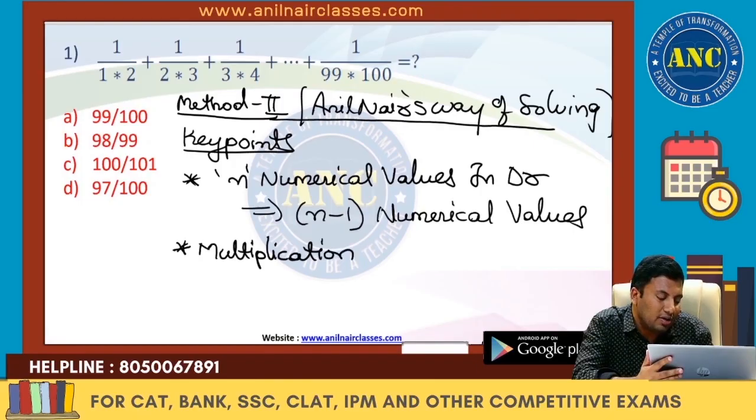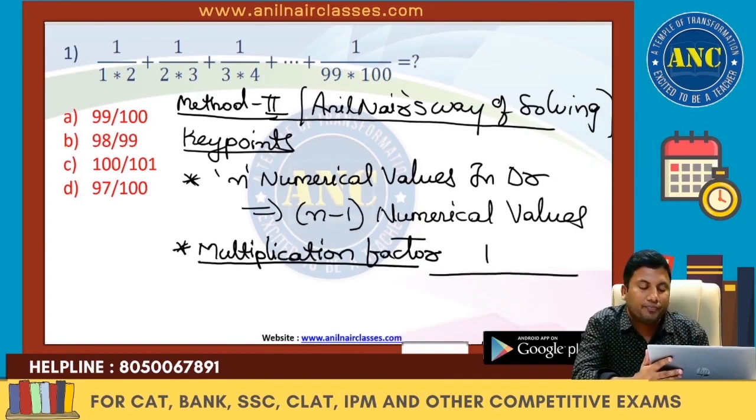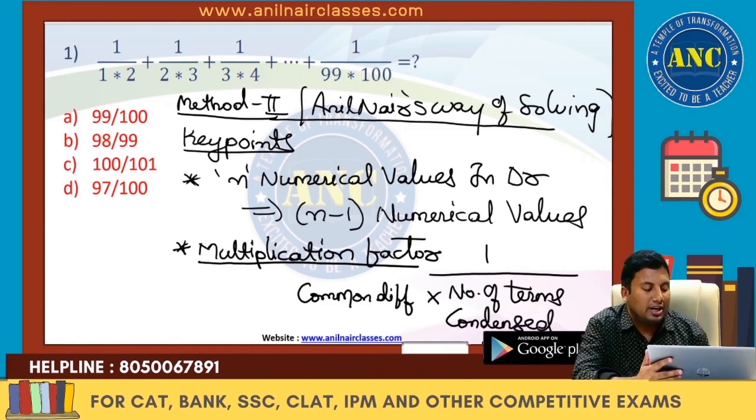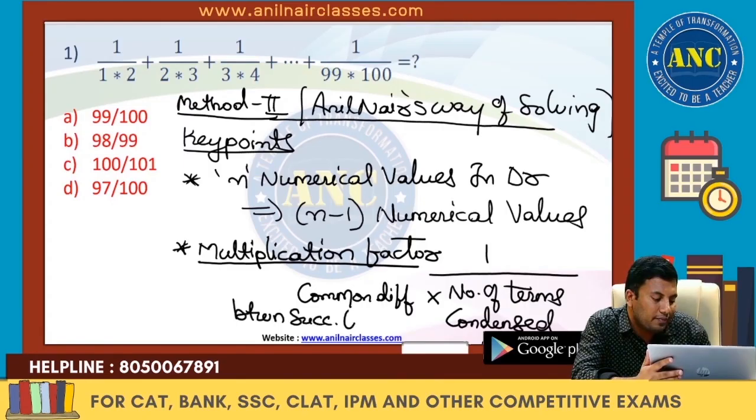What will be the multiplication factor? The multiplication factor will be 1 by common difference into number of terms condensed. I will explain this in this problem. The common difference is between successive terms. This is the multiplication factor.